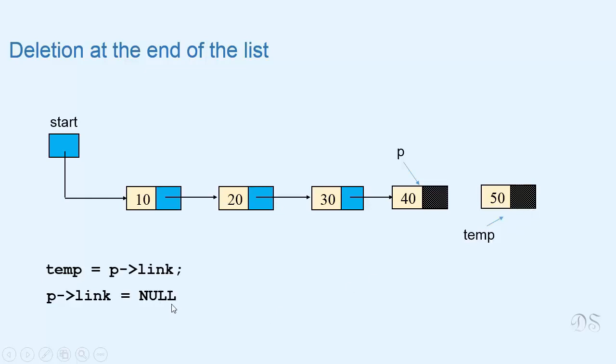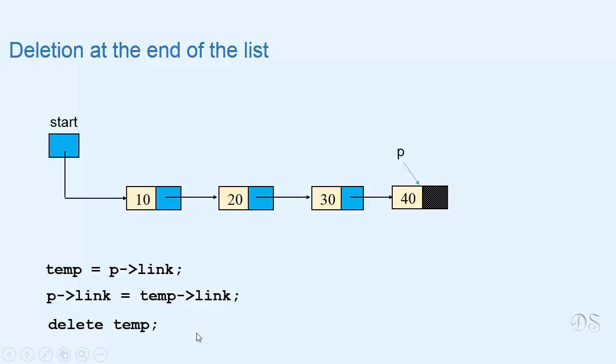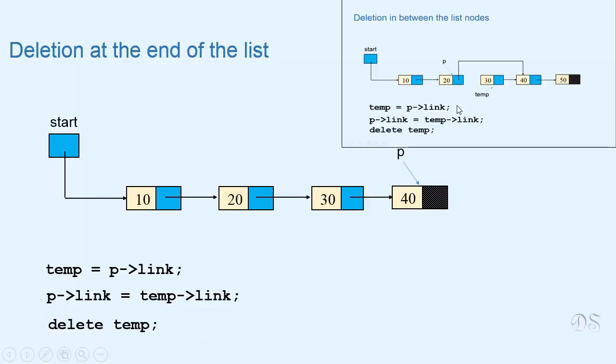Now here instead of null, we can write temp->link because temp->link is also null. Now after this, we'll physically remove this node by writing this statement. We can see these three statements are similar to the statements that we had written for this case of deletion in between the nodes. So these two cases can be handled in the same way. Now let's see the functions in our program.